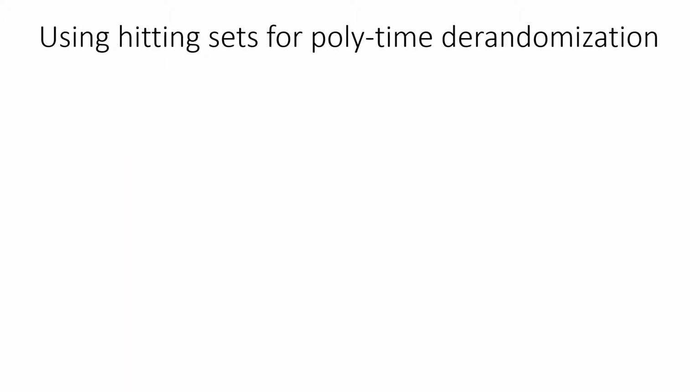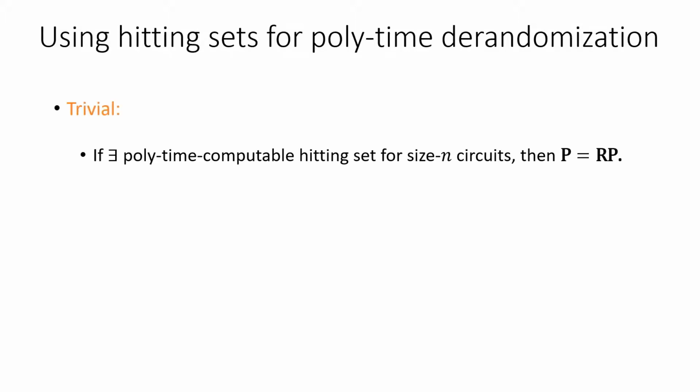Hopefully it's clear that a suitable hitting set would immediately imply a derandomization of algorithms with one-sided error. For example, if there is a polynomial time computable hitting set for size n circuits, then P equals RP, right? Because you can just try all strings in the hitting set and see if any of them cause the algorithm to accept. The interesting thing is that it's actually possible to do more with hitting sets.